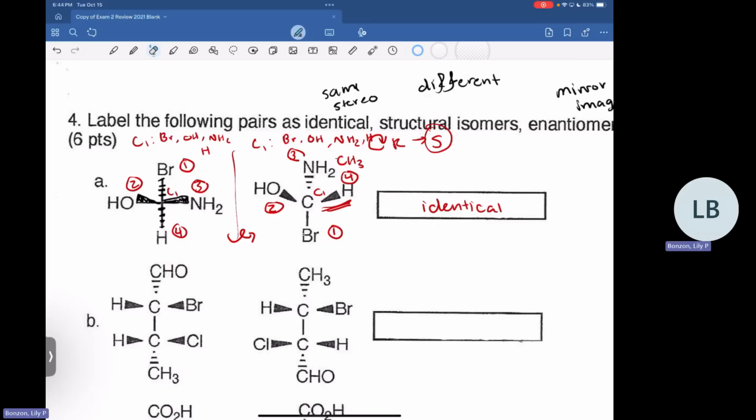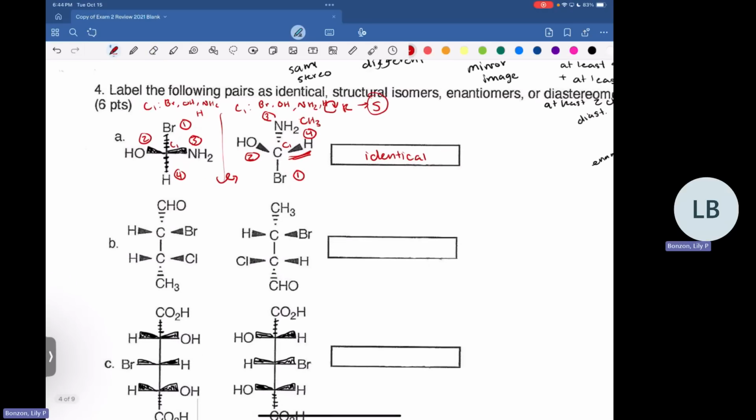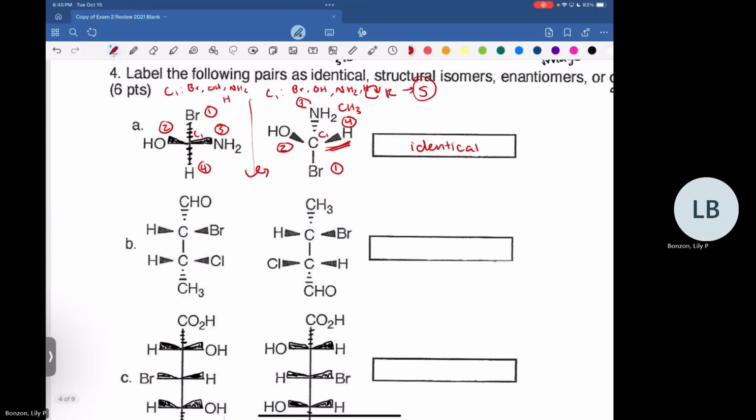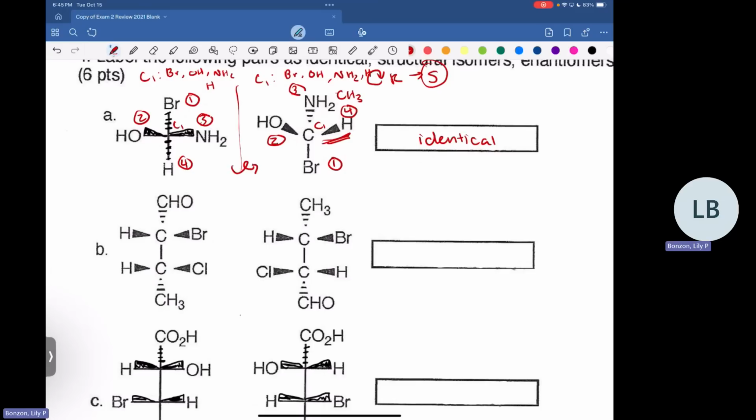Okay, I'm going to go ahead and move on. So for the next question, we do have two chiral centers, so diastereomers is in the picture, so I'll have to watch out for that. If we do a plane of symmetry down the middle, we don't immediately see enantiomers. That doesn't mean it's not enantiomers, but we kind of have to look a little bit further.